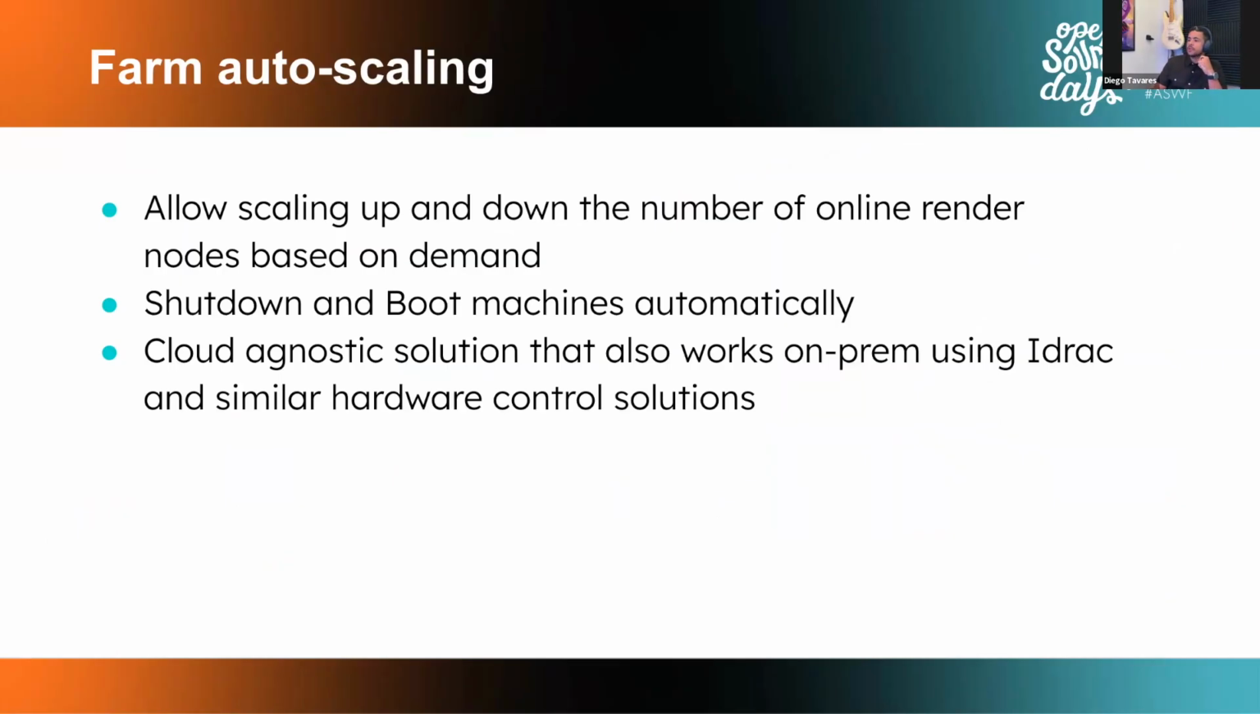So what studios that use OpenCue in the cloud usually do is have one external service that connects to the database and does the job of scaling the farm up and down. What we want to do is to integrate that inside of OpenCue. OpenCue will become able to shut down and boot machines automatically based on the status of the queue. So if we have too many jobs waiting, if the pressure on the job queue is high, we can scale up the farm. If it's low, we can scale down idle hosts.